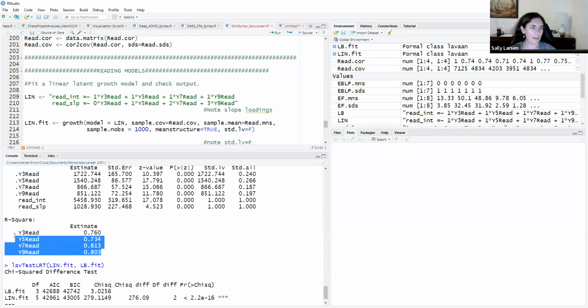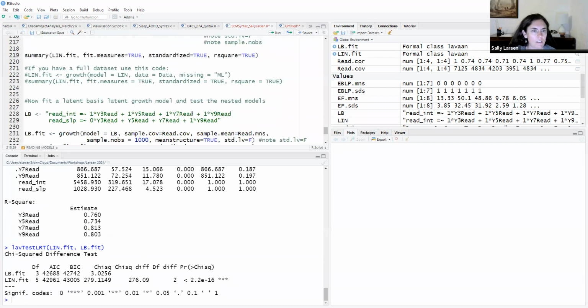The other thing that I like about these models are these R-squared. So this is the observed variables for year 3, year 5, year 7, and 9. How much of the variance in those observed variables is being captured by these latent growth models? And this is really good. So between 76, 73 and 80% of the variance in the observed variables is captured by this growth model. And I think that's really cool because it's saying this is a growth model that is adequately capturing the patterns of growth over time in this particular sample.